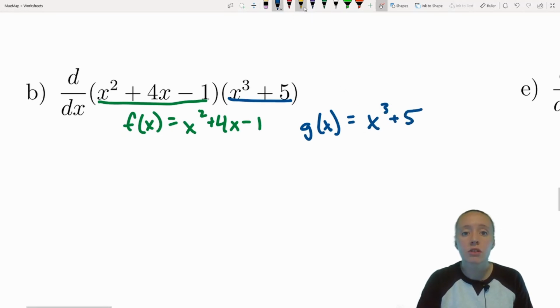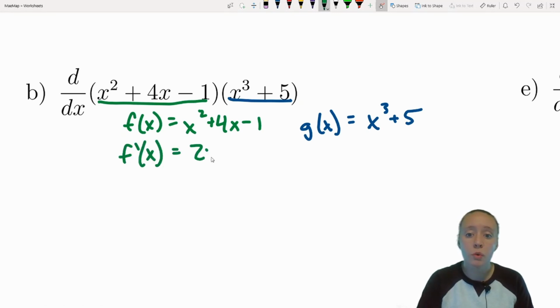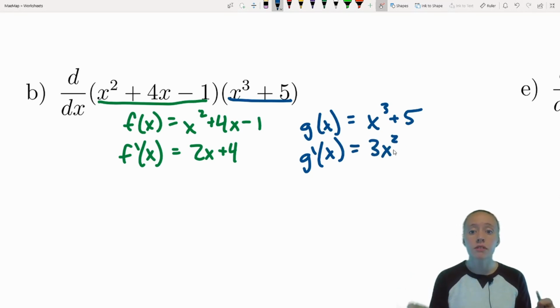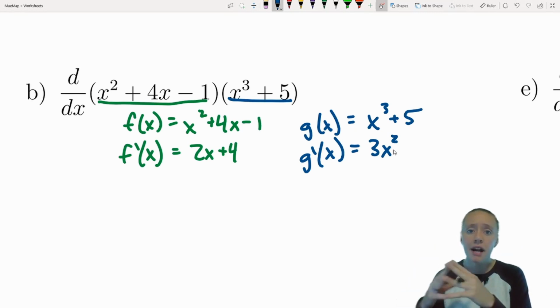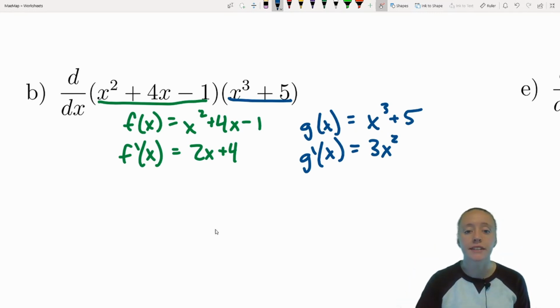Now I'm going to take each of those derivatives. So the derivative of f of x is going to be 2x plus 4. And the derivative of g of x is going to be 3x squared. And if you're confused as I'm taking derivatives for these simple polynomial functions, please refer back to that previous example worksheet where we did some practice with the basic rules of differentiation. The constant rule, the power rule, the constant multiple rule, and the sum rules. Those will be helpful for taking derivatives. So I recommend practicing those even if you think you don't need extra practice.